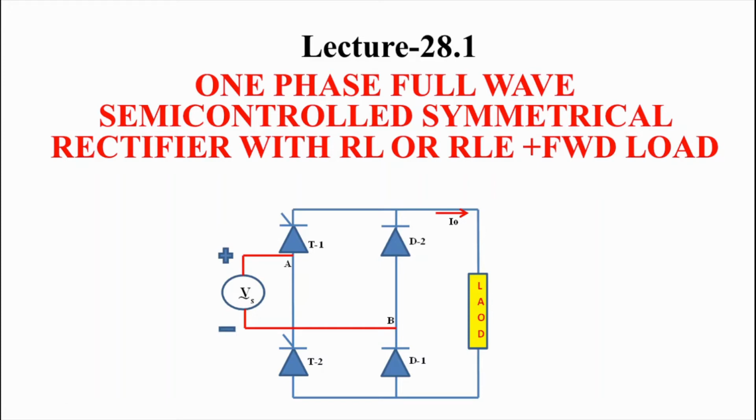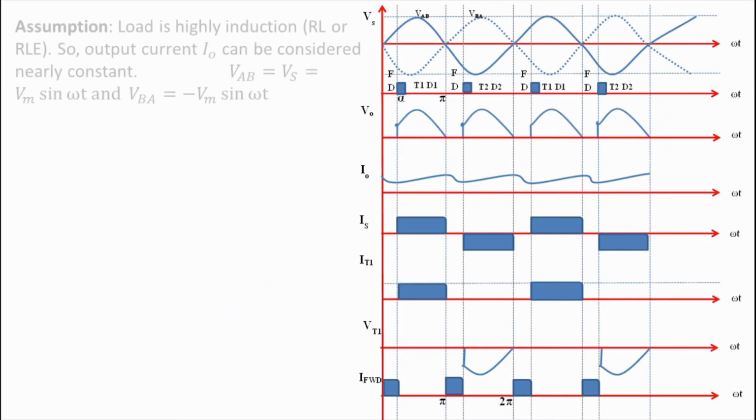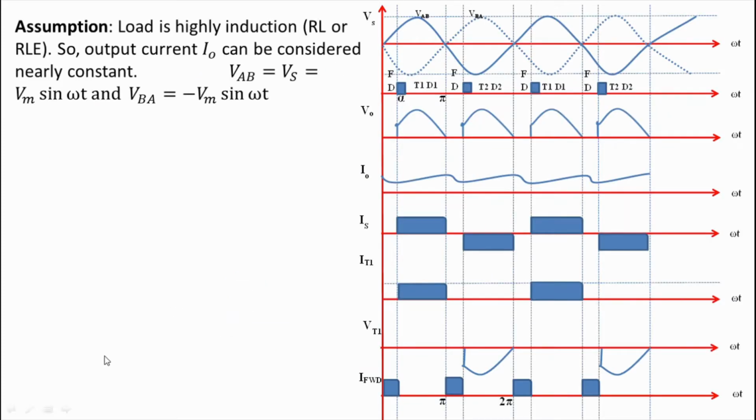This is the first part of lecture number 28, and in this lecture we are going to study one phase full wave semi-controlled rectifier with RL or RLE load, and it has a freewheeling diode connected in parallel to the load. We will assume that the load is highly inductive. So when the load is highly inductive, we can consider the output current nearly constant.